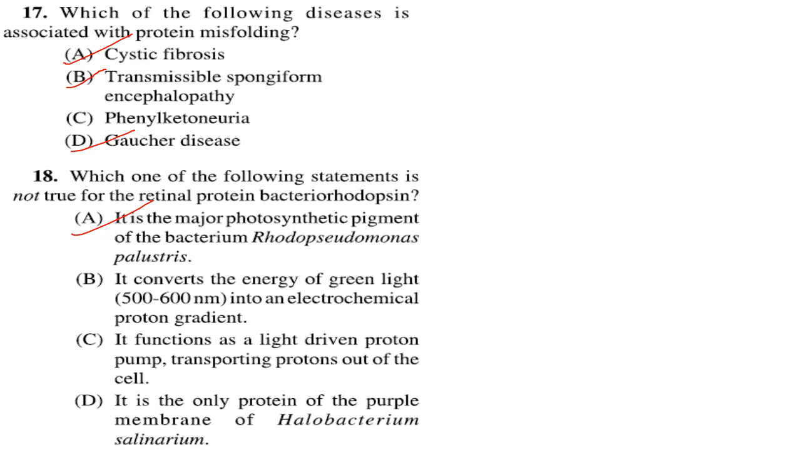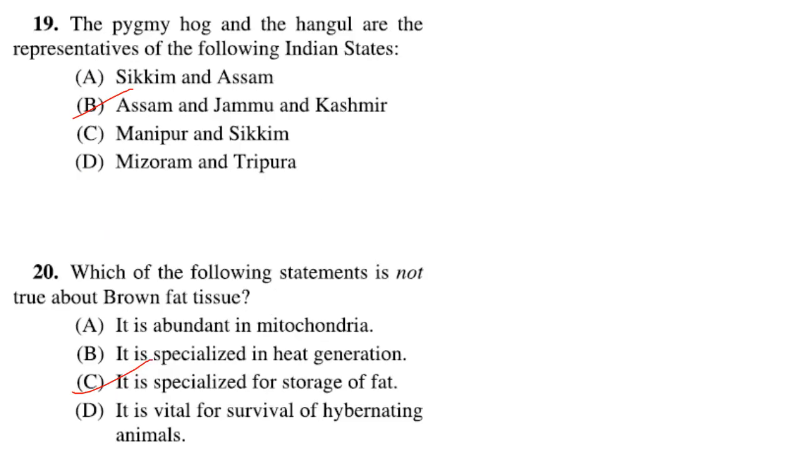Then next one. Which one of the following statements is not true for the retinal protein bacteriorhodopsin? It is the major photosynthetic pigment of the bacterium Rhodopseudomonas palustris. That itself is not a correct statement. Answer is option A. The pygmy hog and the hangul are the representatives of the following Indian states, that is Assam and Jammu and Kashmir. Answer is option B.